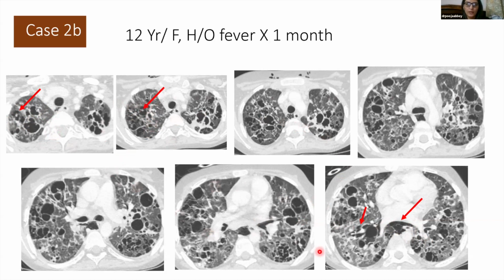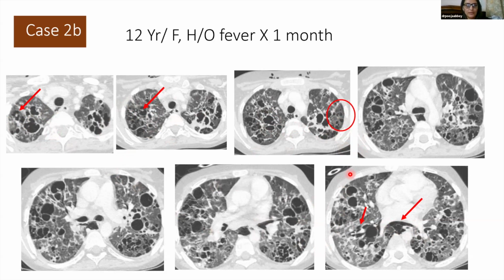Apart from that, though, there are definitely some cysts seen here within the lung parenchyma. So all of it is not cysts because of air leak. There are some cysts in the lung parenchyma. So probably these cysts would have ruptured and caused this air leak phenomenon, right?